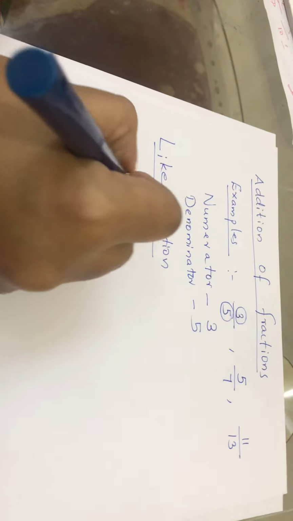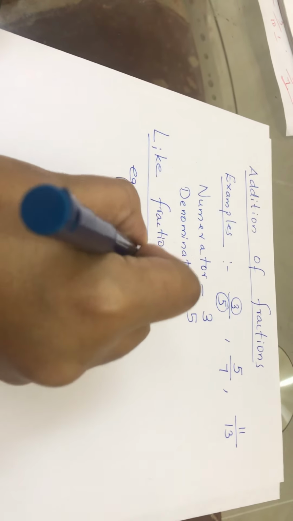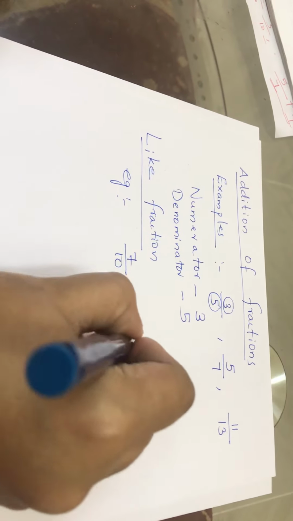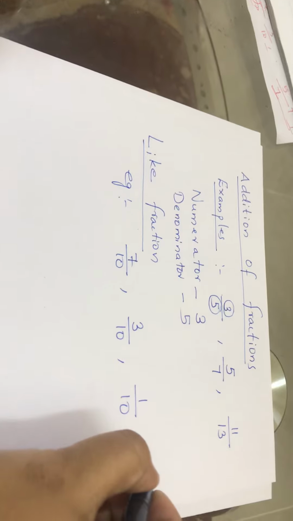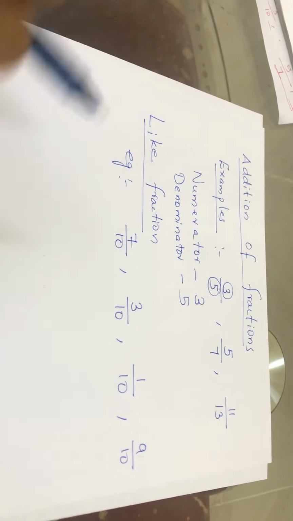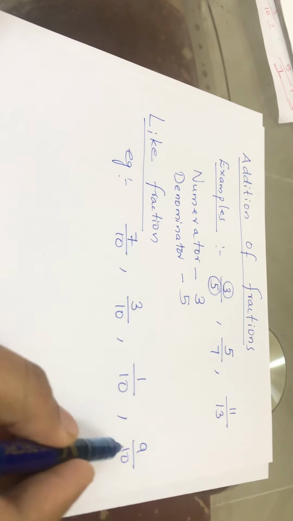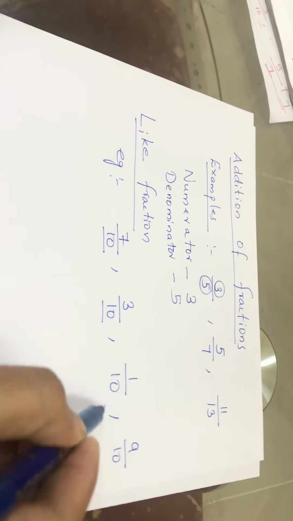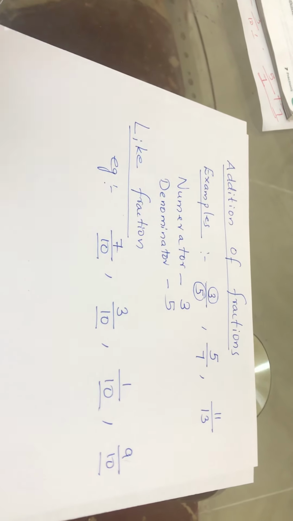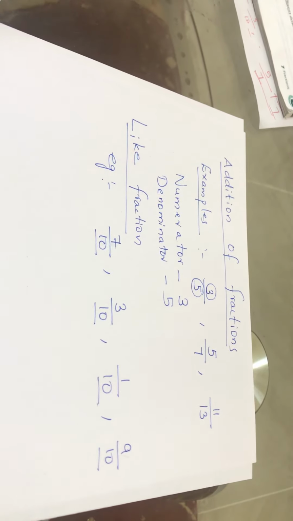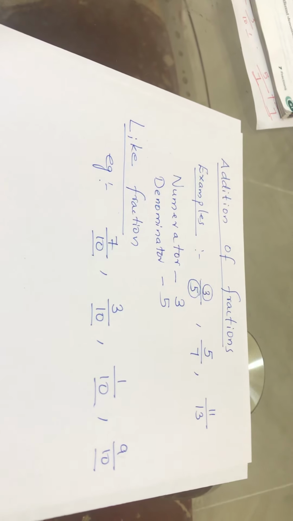For example, 7 by 10, 3 by 10, 1 by 10, 9 by 10. See, in these fractions you can see the denominators are the same. These fractions we call like fractions, which have the same denominators.